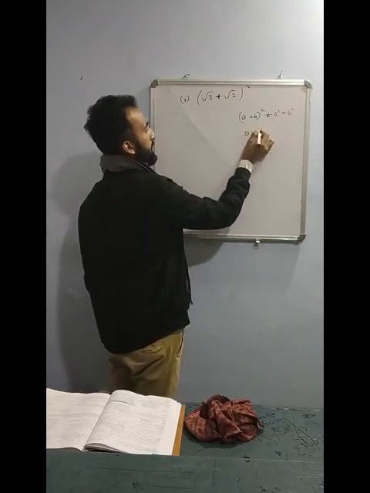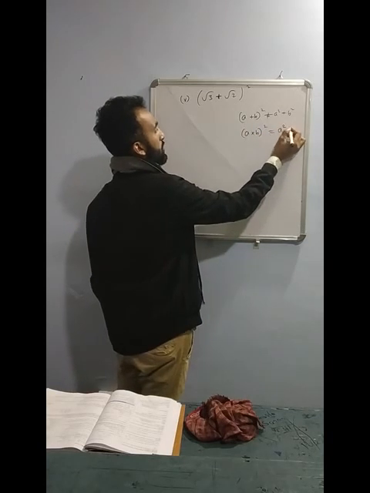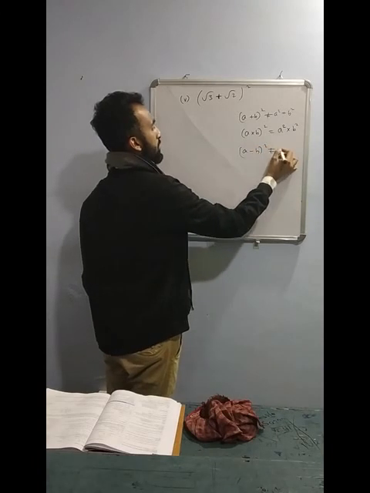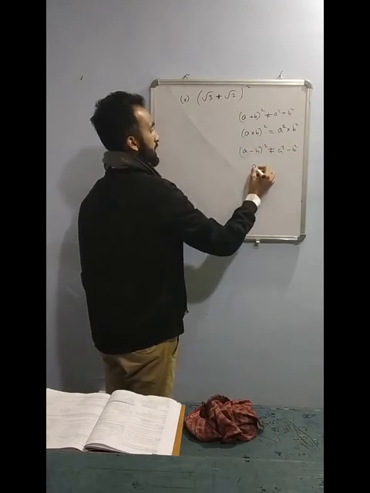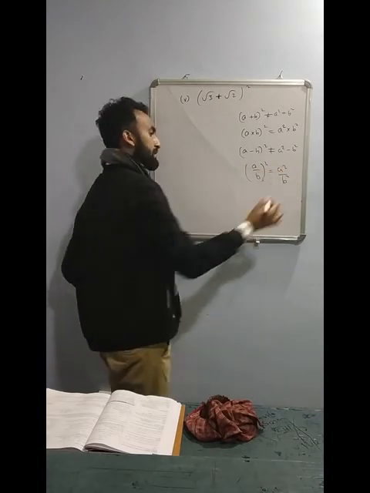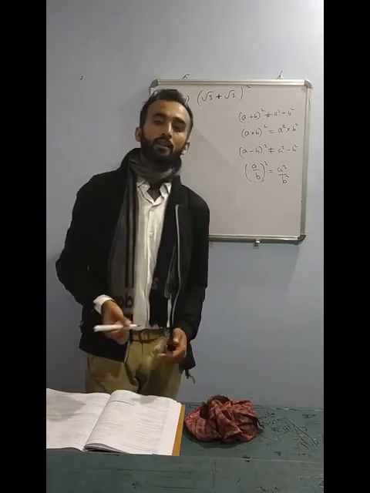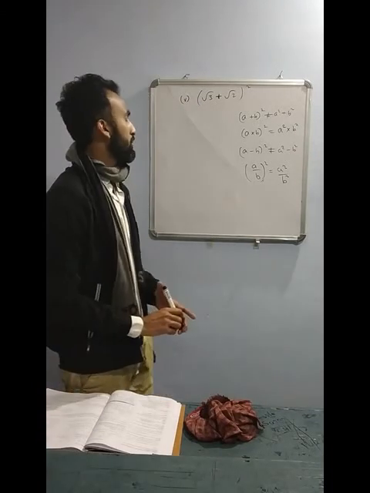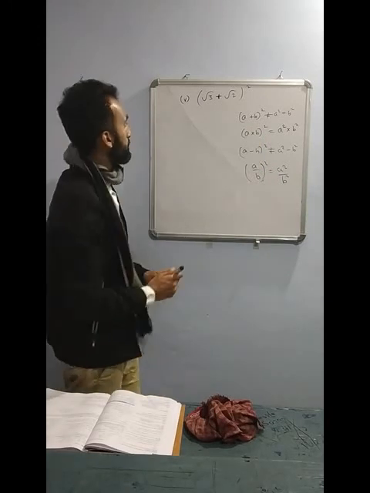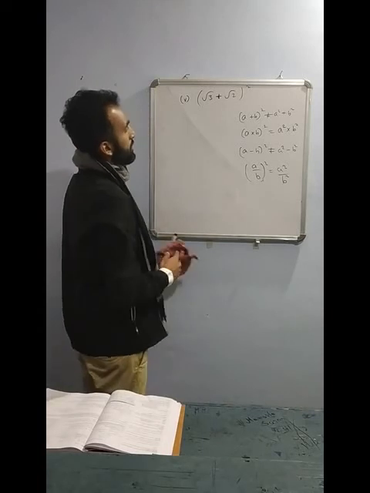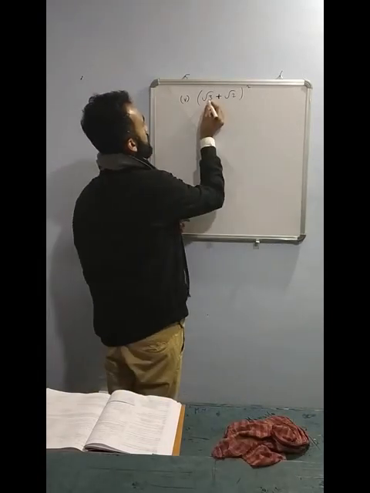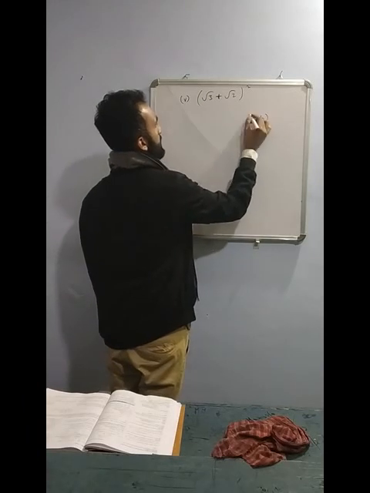If it is a product, a into b whole square, then only it is equal to a square into b square. A minus b whole square is never equal to a square minus b square. A by b whole square will be equal to a square by b square. In multiplication and division, square or any power can go inside. But whenever there is a plus or minus, the power cannot go inside. Remember. So what will I do now? Here square doesn't go inside directly, so I have to use a plus b whole square.